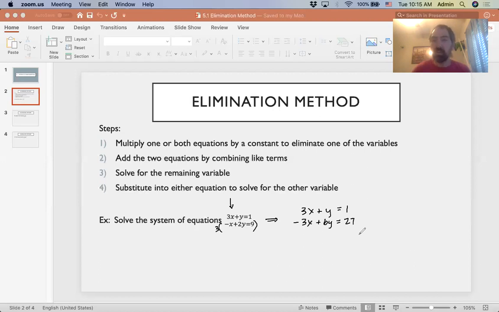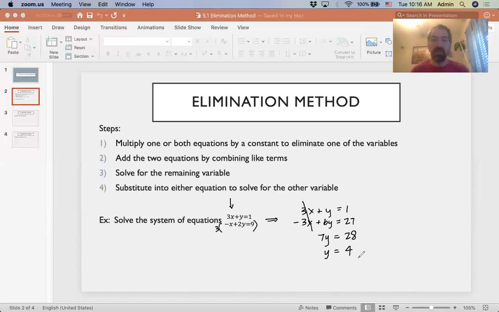So now step two, now that I have additive inverses for my x's, I'm going to add. And of course, 3x plus a negative 3x cancels out. That's what we want to happen so that we're reducing our problem down to just one variable. y plus 6y is 7y, and 1 plus 27 is 28. Now divide both sides by 7. 28 divided by 7 is 4. So we have found that y is equal to 4.